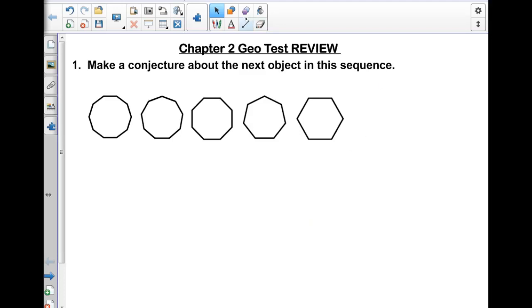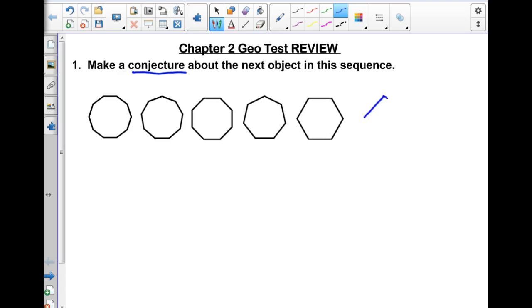Okay, we're reviewing for our chapter test, which is tomorrow. Make a conjecture. A conjecture, again, is what do you see as a pattern and what would happen next? So what's the conjecture about this figure that would be next? What's happening to the number of sides? They're going down by 1. This one has 7, this one has 6, and the next one would have 5.